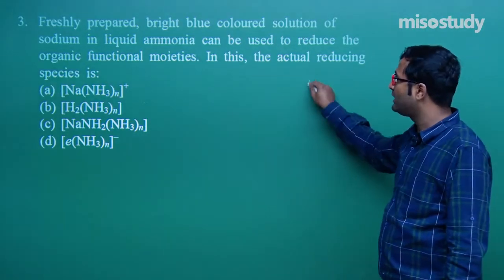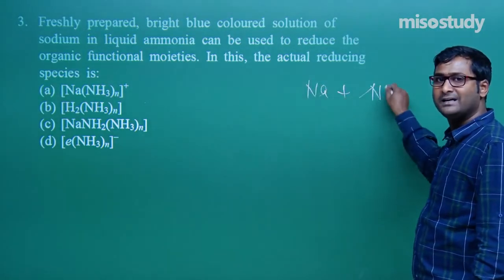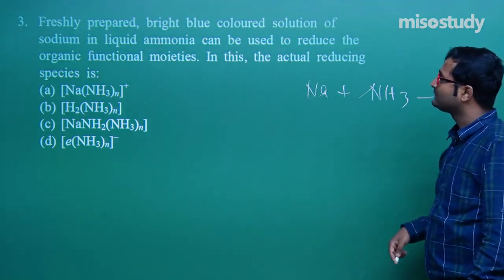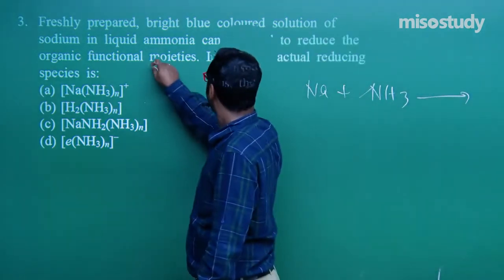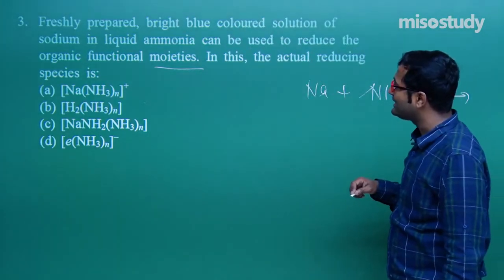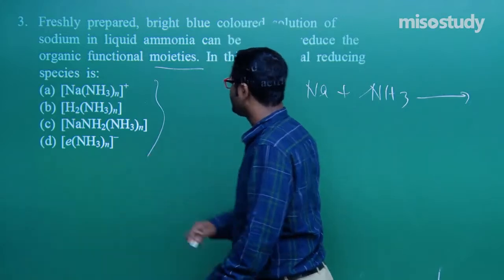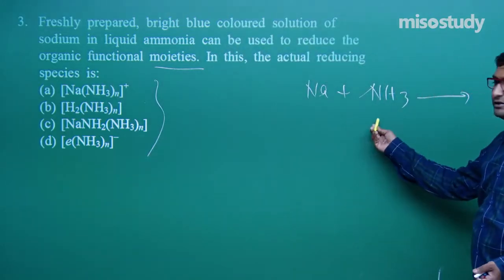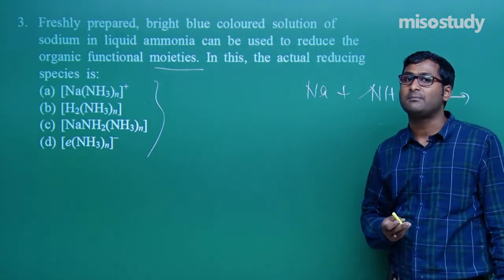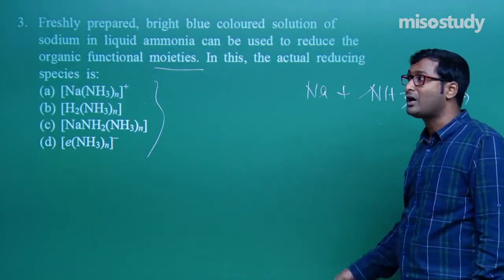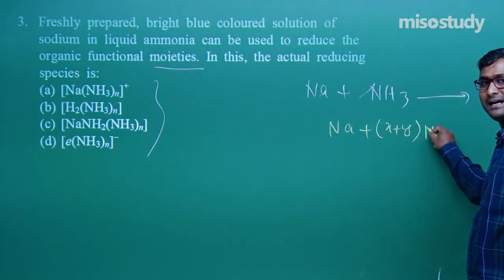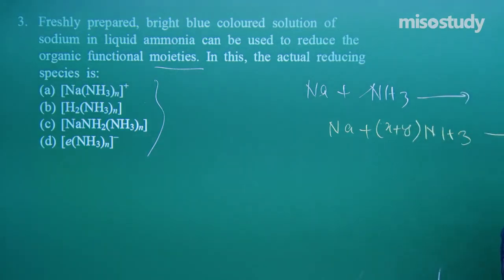What is given here? Sodium in liquid ammonia, that is NH3. Clear to you? It can be used to reduce organic functional groups. In this, what is the actual reducing species? As we know, if we balance, do you remember this? The blue color comes due to the presence of, tell me, due to the presence of solvated electron. If I write here Na plus x NH3, clear to you? What does it give?